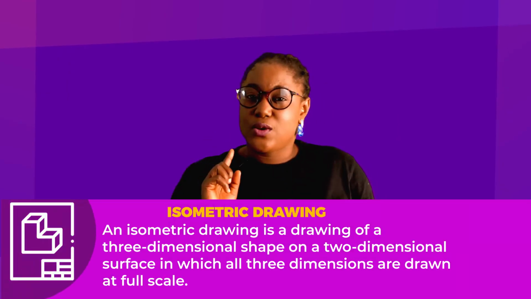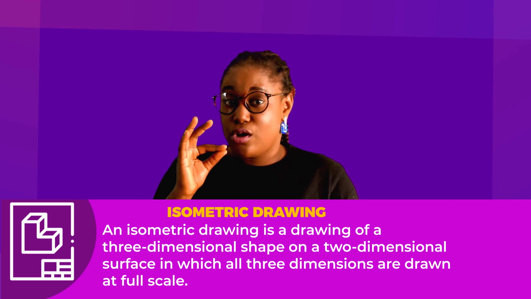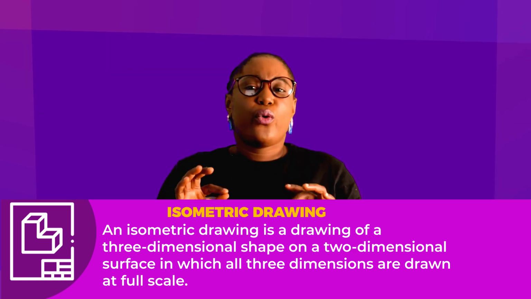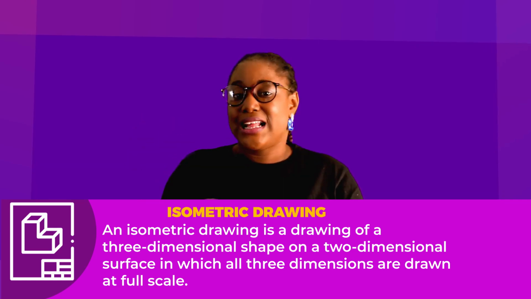Therefore, an isometric drawing is a drawing of a three-dimensional shape on a two-dimensional surface in which all three dimensions are drawn at full scale.